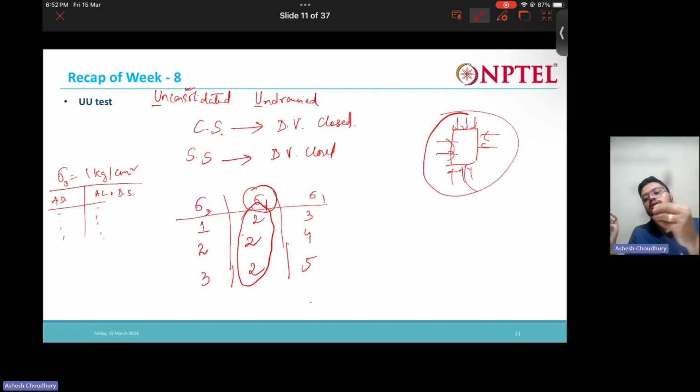Directly, whatever extra load you are applying beyond a certain point gets developed as the pore pressure. The actual load that is being transferred to the soil particles always remains the same. That's why the soil is failing at the same deviatoric stress every time. Okay, that is the reason the soil fails at the same deviatoric stress every time.